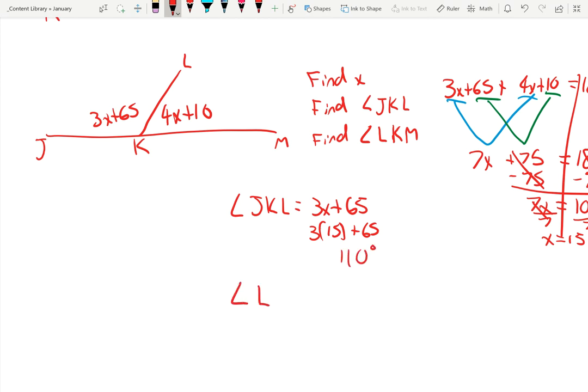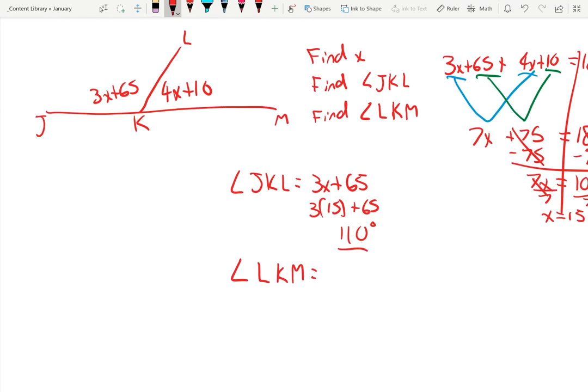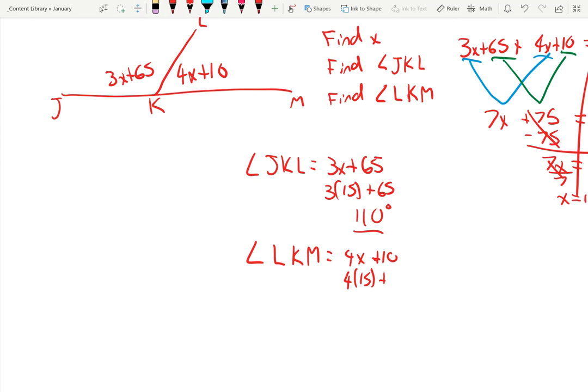If we want to find the other angle, LKM, there's actually two ways you can do this. If you already know the other angle is 110 degrees, then you could just find the difference between that and 180. So 180 minus 110, which is 70 degrees. So this should be 70. But you can also, if you want to just reassure yourself, take the x value again and plug it in. So 4 times 15 plus 10. 4 times 15 is 60. 60 plus 10 is ultimately 70 degrees. So it confirms, right? 110 plus 70 is equal to 180. So you can double check just to make sure.